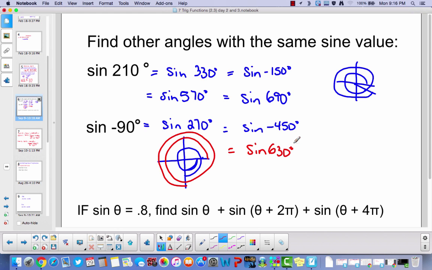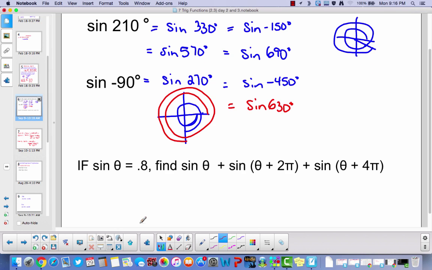Okay? Now, I want you to think about this problem here, and I want you to talk to your side partner about that. What are we doing each time we're going around the circle? So if the sine of theta is equal to 0.8, what is the sine of theta plus the sine of theta plus 2 pi? Think about where that takes you. Plus the sine of theta plus 4 pi. Think about where that takes you. Talk to your side partner about this problem, please.